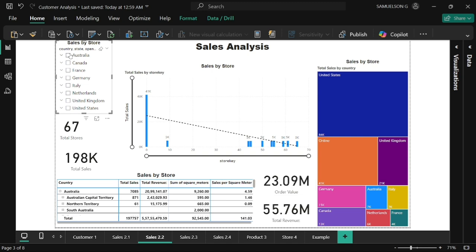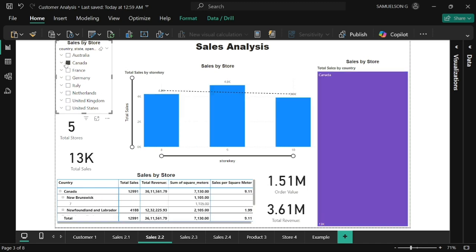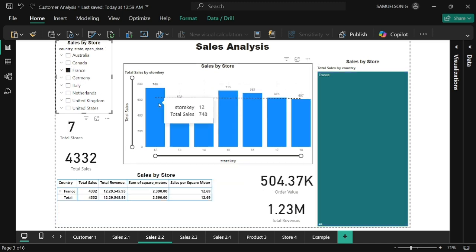In Australia, there are 6 stores. You can see right here. First store key 1 means 1. There are 67 store keys. In Australia, the first store key has total sales 871, and the second store has low, and third there is no sales, and fourth you can see right. Fifth, sixth, there is also Canada, and France there are 7 stores. You can see the trend line is okay. It's average only.